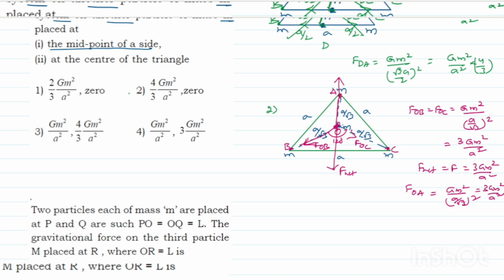Now these two forces are going to be acting equal in magnitude but in opposite directions. The net force value, F net, will be 0. So one answer will be 4 by 3 GM square by A square, and another one will be 0.